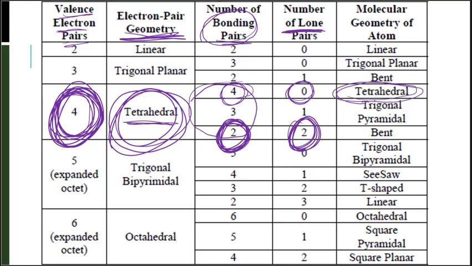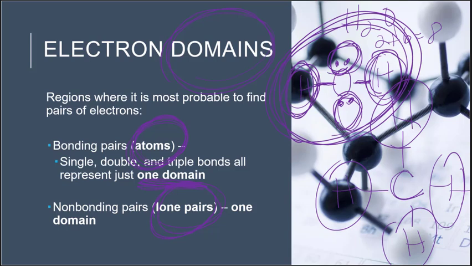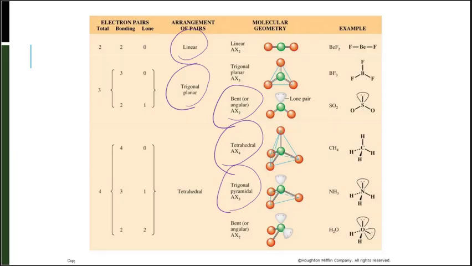Again, the lone pairs are this column. So my water molecule is bent. Even though the way I drew it in my Lewis structure, it looks like it's linear. That's okay. It doesn't matter how you draw your Lewis structure. Your Lewis structure can look however you want, but in 3 dimensions, that's telling us what it's actually going to look like.